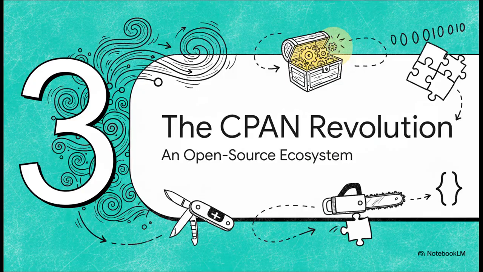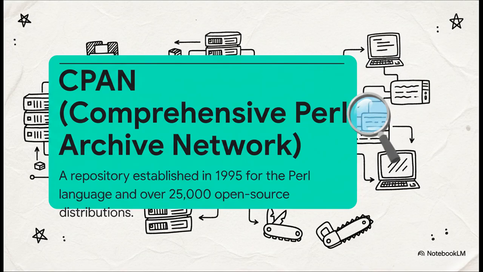But one of Perl's biggest contributions wasn't even in the language itself. It was in the incredible ecosystem it created. So let's talk about the CPAN revolution. CPAN, which stands for the Comprehensive Perl Archive Network, was set up way back in 1995. Now, this was a centralized, searchable place for anyone to share and download reusable code modules, and that was revolutionary.